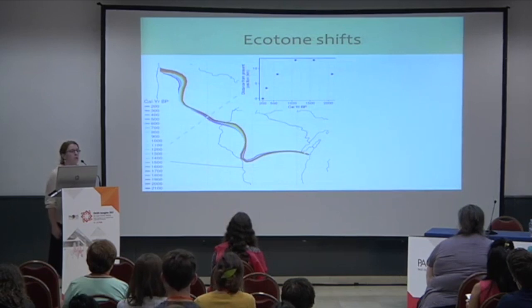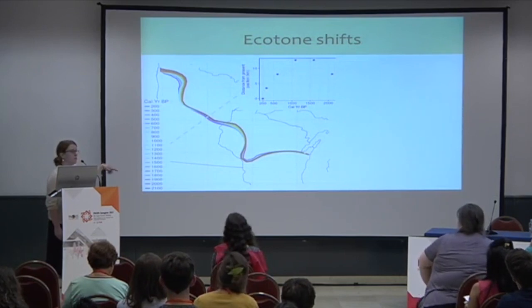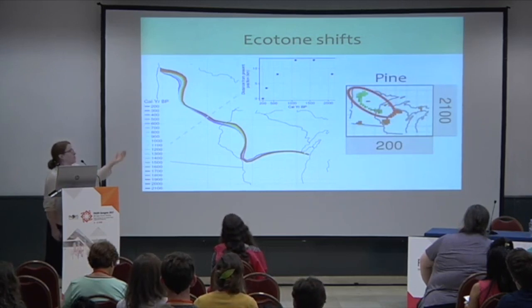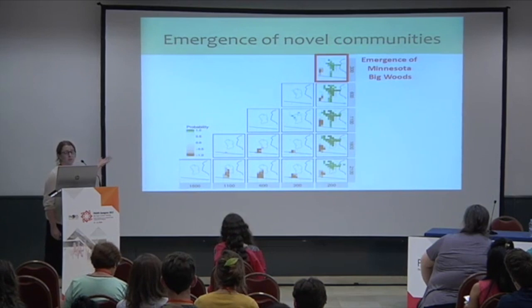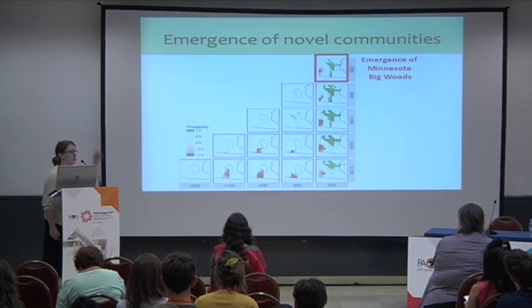We can also start to think about ecotone shifts because we have a spatio-temporal model. So here we actually don't see much shift in this transitional region, but you could. This is one thing you can do with this method. And then we can ask why it's shifting. Here it's because pine is increasing along that ecotone. We can also start to think about the emergence of novel communities. For example, in the upper Midwest, we have the emergence of the Minnesota Big Woods. So we can identify which taxa are contributing to that emergence of this novel community and when it's happening.